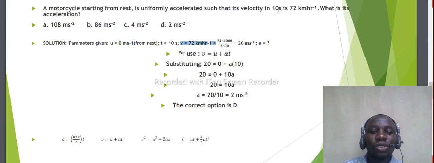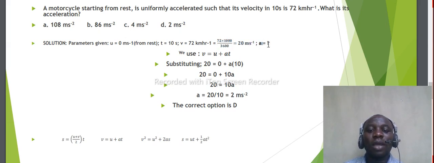But when solving questions of this type, we have to be consistent with the unit. So if you look at the units we are given, for time it is seconds, but for the final velocity it is kilometer per hour. So we have to convert this kilometer per hour to meter per second in order to be consistent with the unit. So how do we do this? To convert 72 kilometer per hour to meter per second, we know that a kilometer is 1000 meters. So 72 kilometer will be 72 times 1000. Then an hour is 3600 seconds. So 72 kilometer per hour to meter per second will be 72 times 1000, then divided by 3600. So that will give us 20 meter per second.